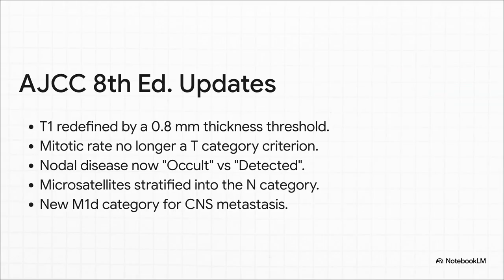So let's do a quick recap of the key updates from the AJCC 8th edition. You have to have these locked in. We've got the new T1 threshold at 0.8 millimeters. Mitotic rate is no longer a T criterion. We use the new terms occult versus detected for nodes, and microsatellites are now officially part of the N category. Getting these details right is what makes your report both compliant and clinically powerful.